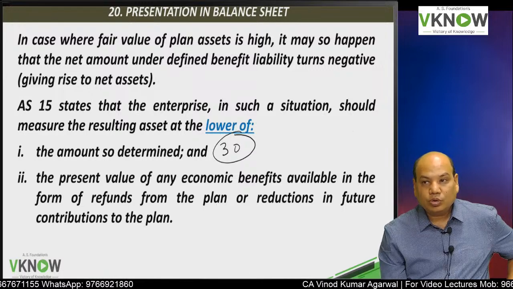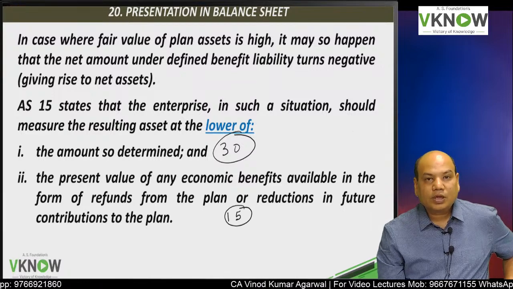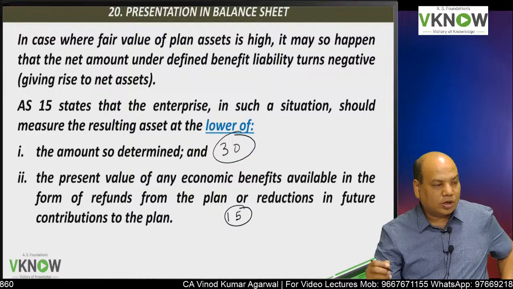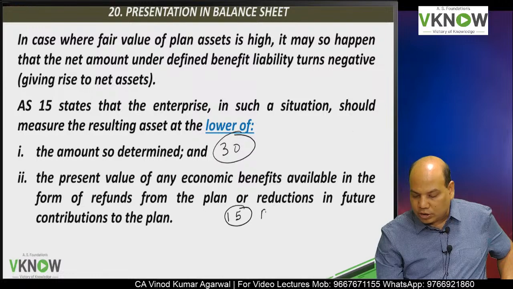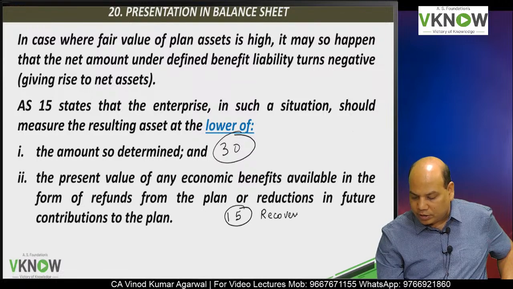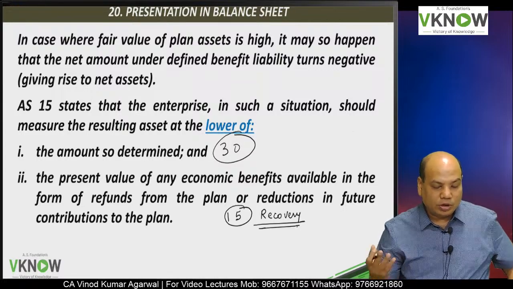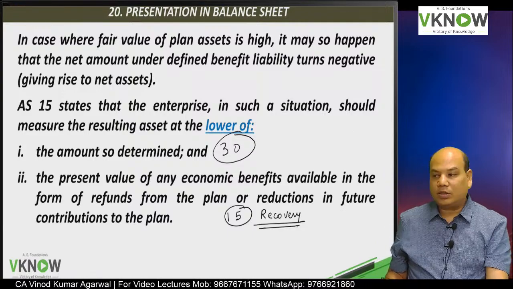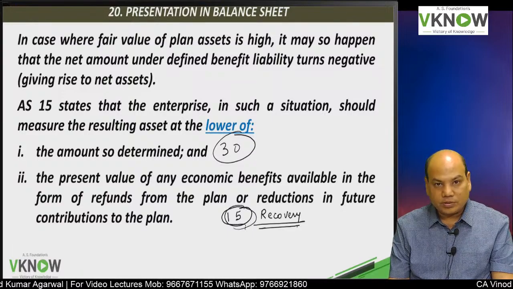But you have made additional investment and the recovery can only be, let us say, 15. That means in future either you will get a refund or a reduction in contribution to the extent of 15 only. So let us call it, simply put, recovery. You have given me 30 rupees extra, but I will only refund you 15 rupees. So what is the worth of this asset now? 15. Because you will get a recovery of only 15, I will take lower of these two, 15.